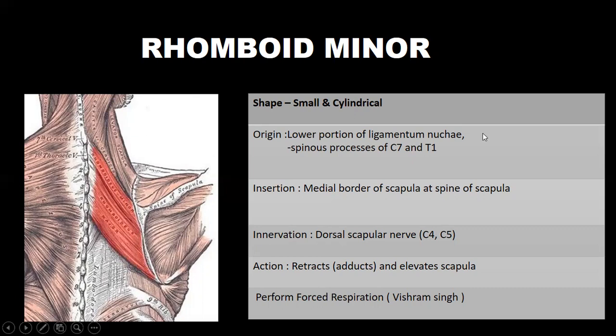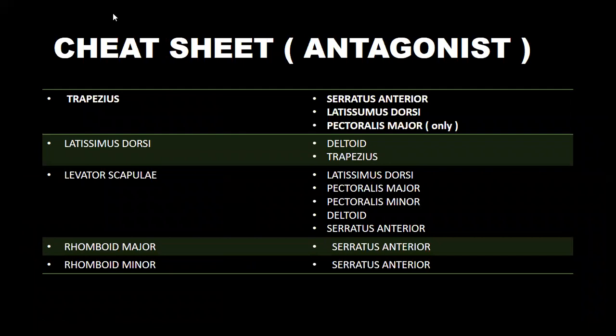Here I have brought one cheat sheet that is based on the antagonist. Basically, what does antagonist mean? If one muscle stops working or gets damaged, the opposing function is done by which muscle. So the antagonists of trapezius are serratus anterior, latissimus dorsi, and pectoralis major. Just remember, the antagonist of trapezius is pectoralis major and not minor. That's why I mentioned only major over here.